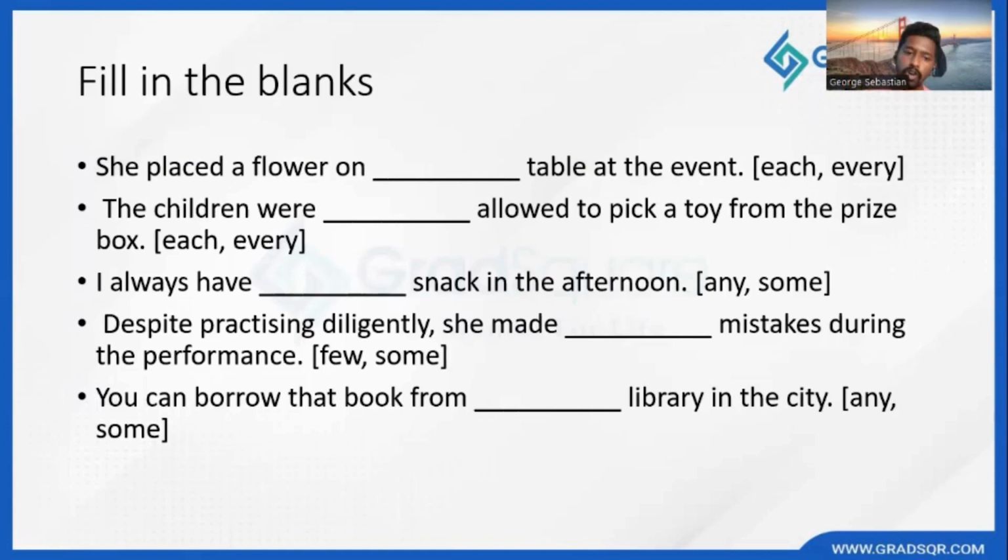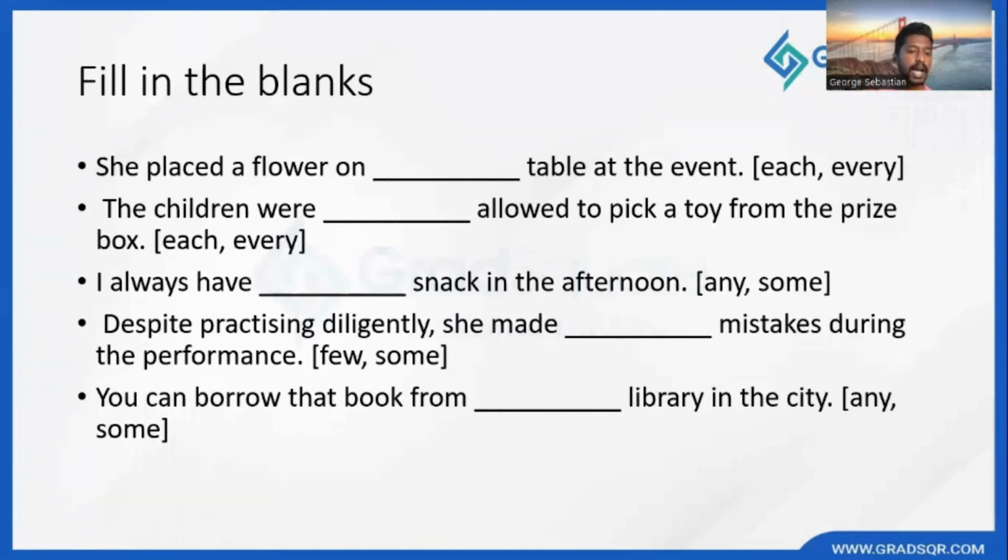I will not be solving these questions. It is better you solve them and let me know in the comment sections, right? So we have sentences like, she placed a flower on dash table at the event. Here also we have two words in the bracket. Then we have the sentence, the children were dash allowed to pick a toy from the prize box. Here also we have the option between each and every.